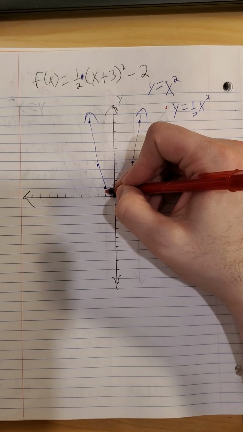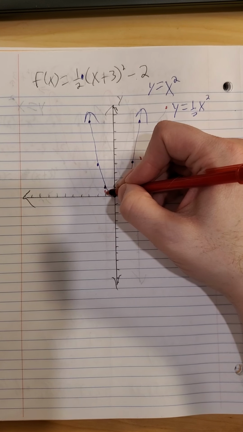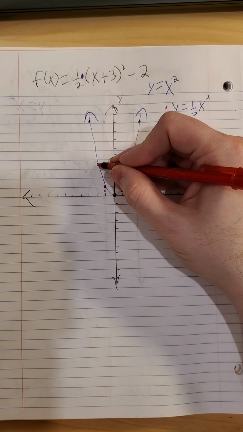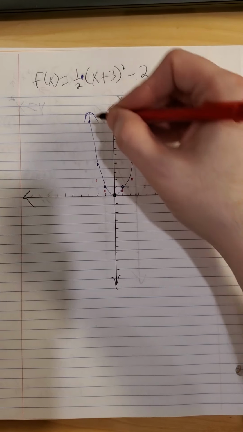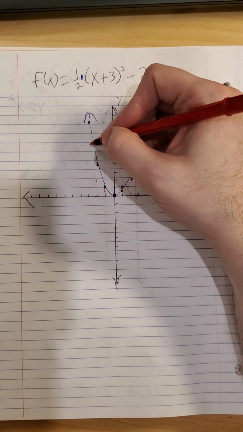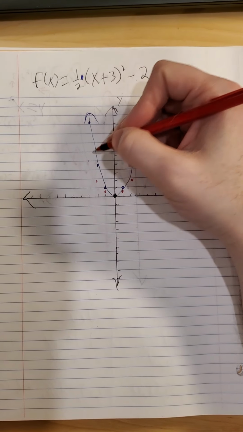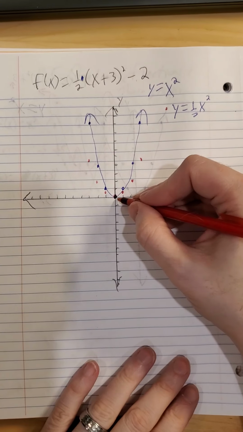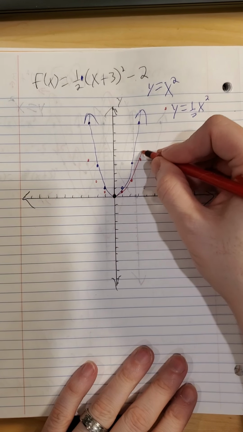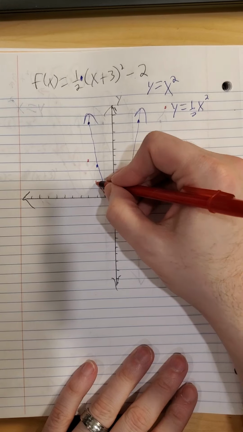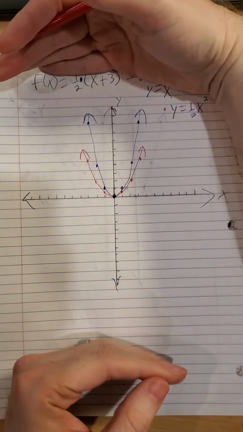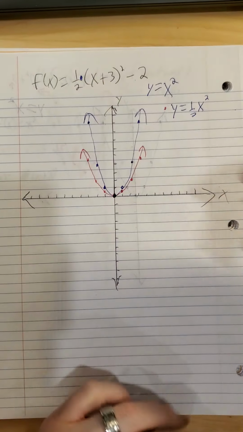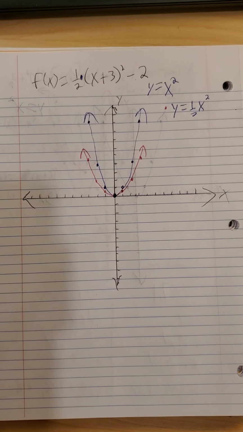And their partners across the way. So this was at 1, now it's at 1/2. This was at 4, half of 4 is 2. This was at 9, half of 9 is 4.5. So it's like we took the blue graph and we sat on it. We smushed it down. It's growing more slowly.